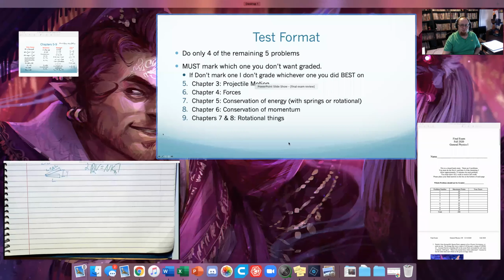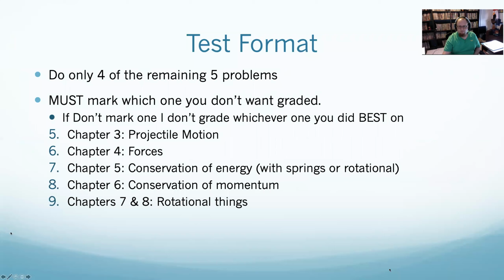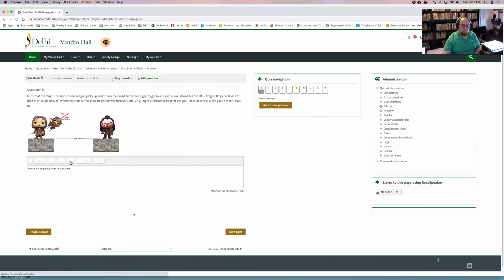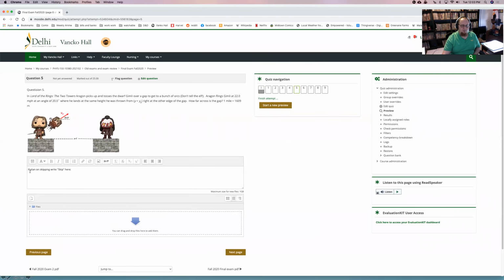What the setup is going to look like is, when you get to those problems, I will have both a text box and a spot to upload. And it just says if you plan on skipping, write skip here. Basically that's it. Whatever problem you're going to skip, just write skip in it or something else. So make it obvious. Put something in this text box and I'll know to skip that problem.